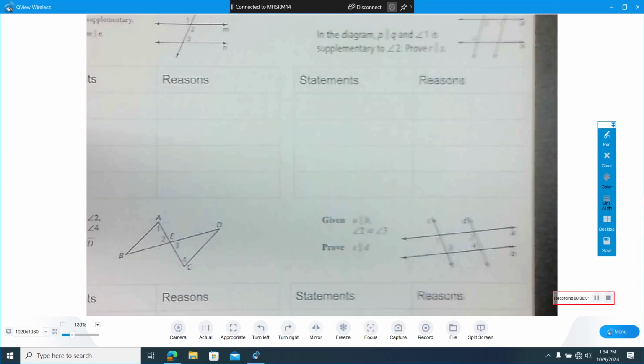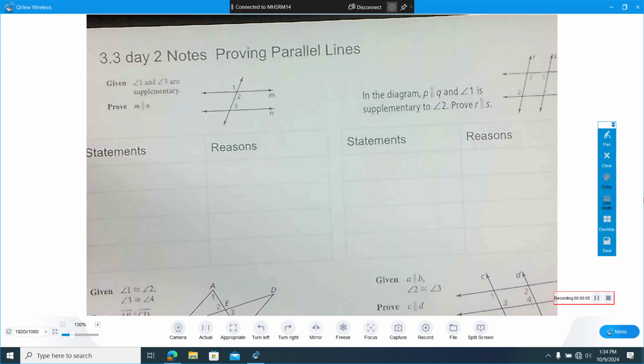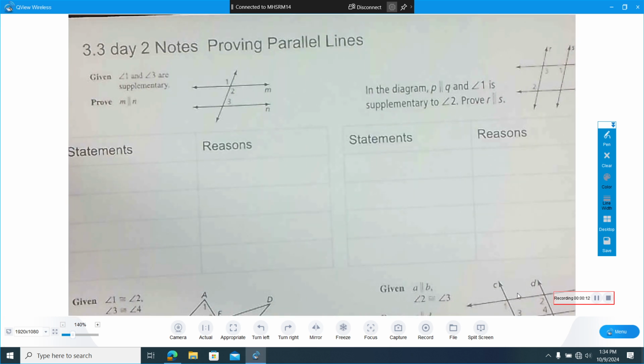Okay. So we're going to do some proofs today. These are short proofs, and I'm trying to make it as easy as possible.